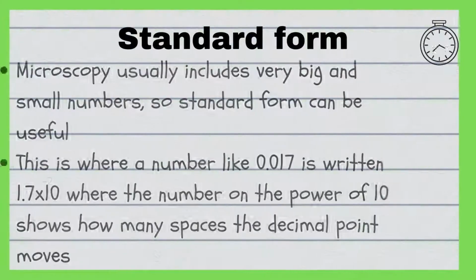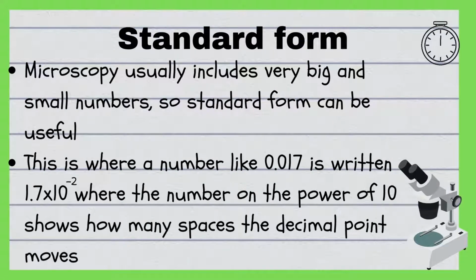In this video, we will cover standard form. Microscopy usually involves very big and small numbers, so standard form can be useful. This is where a number like 0.017 is written as 1.7 times 10 to the minus 2, where the number on the power of 10 shows how many spaces the decimal point moves.